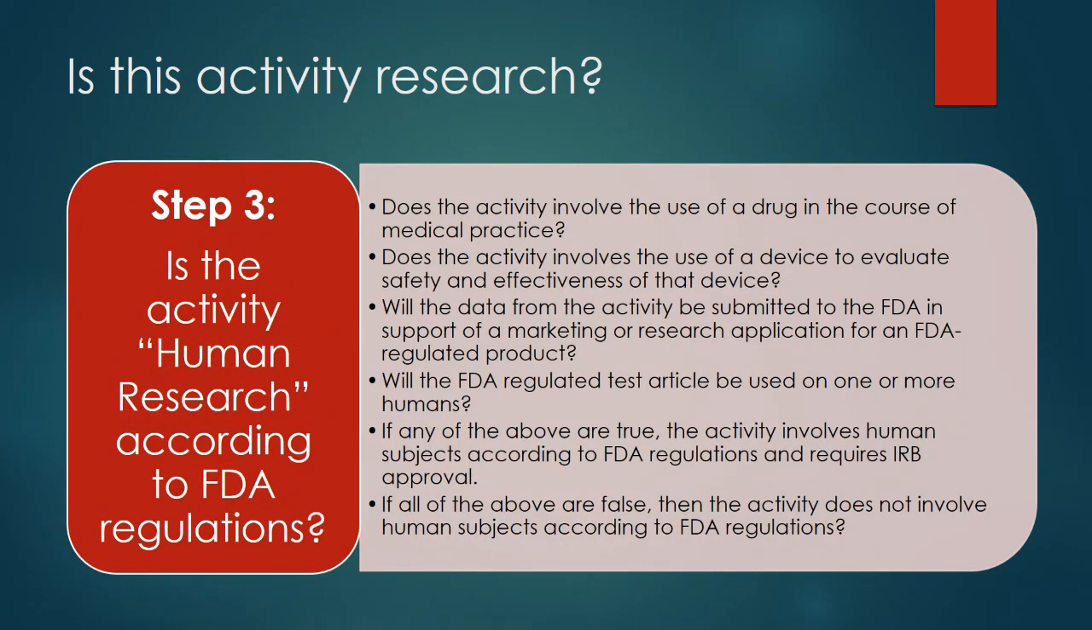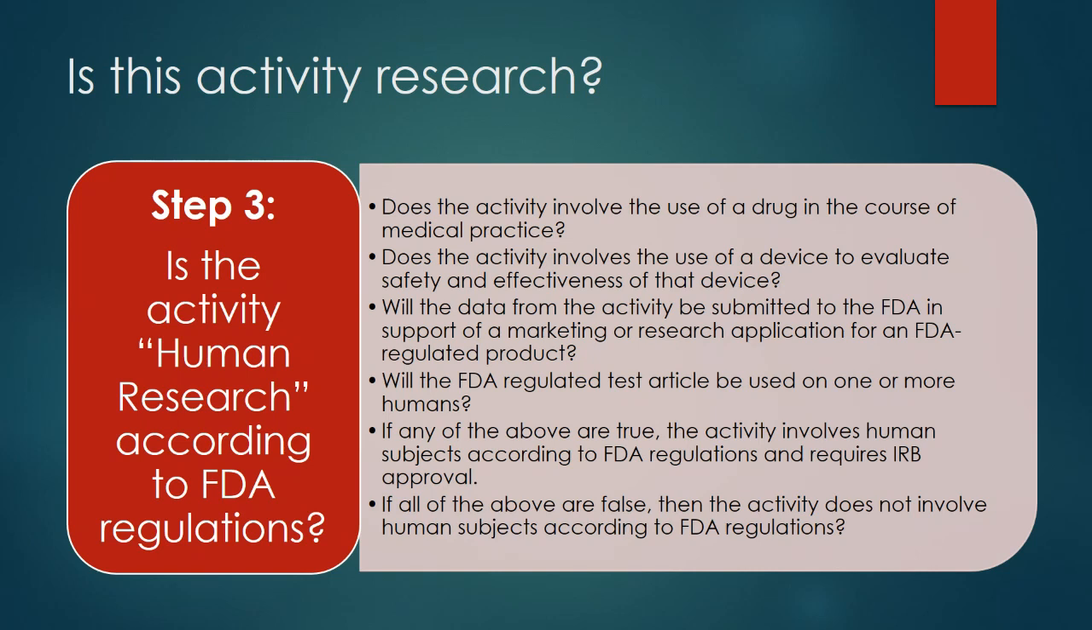Is the activity human subject research according to FDA regulations? The assessment of whether an activity is research is done according to FDA and OHRP regulations. In the previous slide, when we asked if this is research according to OHRP regulations, we were asking if it's a systematic investigation designed to contribute to generalizable knowledge. In this case, if the activity is human research according to FDA regulations, we're asking, does the activity involve the use of a drug in the course of medical practice, or the use of a device that will be used to evaluate the safety and effectiveness of that device?